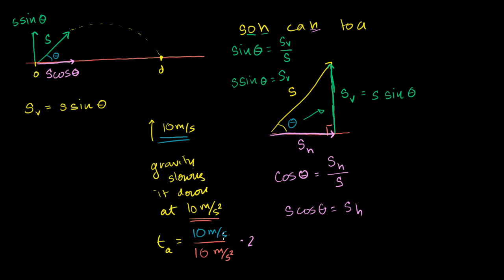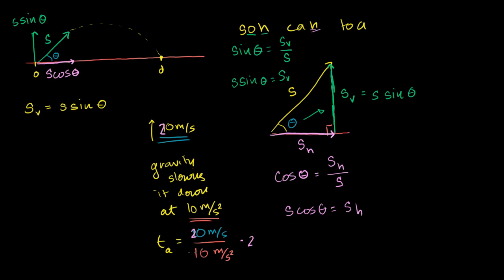If the object was moving upwards at 20 meters per second, and gravity is still slowing it down at 10 meters per second squared, then it's going to take 2 seconds. So if that was 20, then this would be 20. And it'll take 2 seconds to slow it down to 0, and then 2 more seconds until it hits the ground again, for it to speed back up as it approaches the ground.